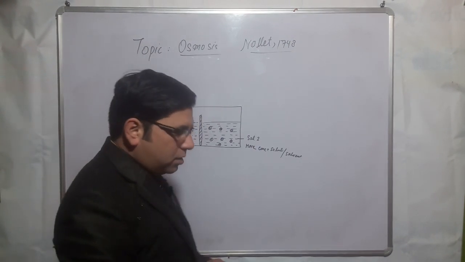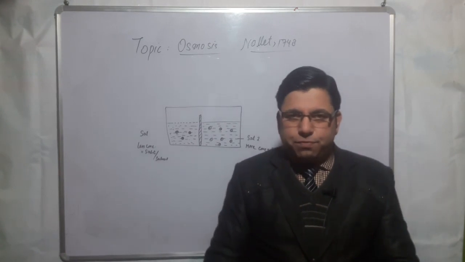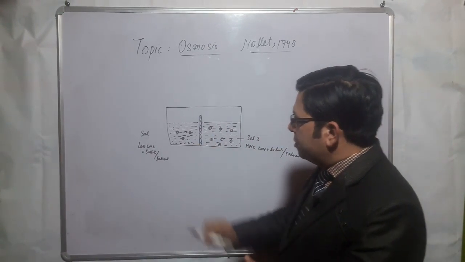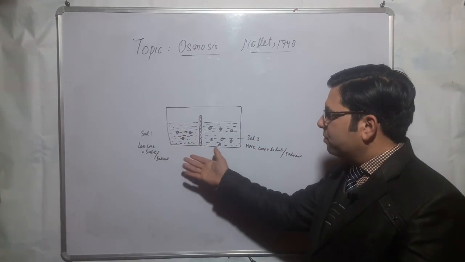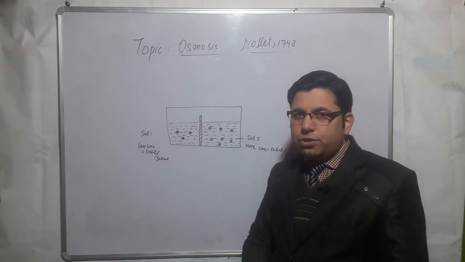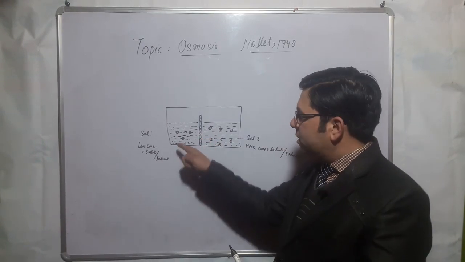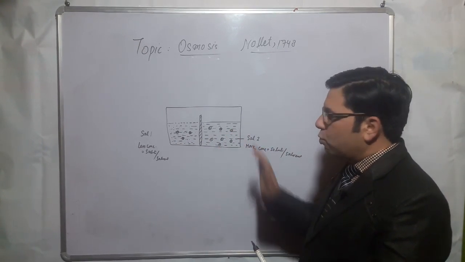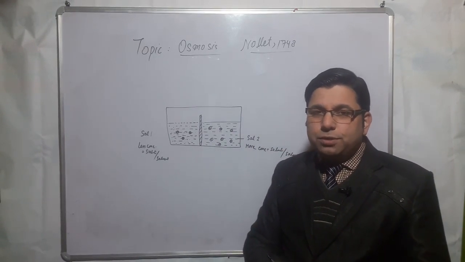Okay, now if this is clear to you, then we can move ahead. So what I said, we have two solutions. This is solution first and this is solution second. In the first solution, the solute is less, but the amount of solute is more inside this solution. This is more concentrated with respect to the concentration of solute.